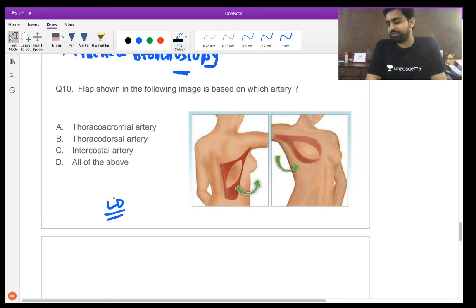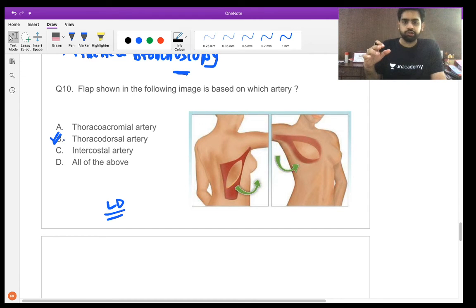All the best, man. Okay, so this is an LD flap. LD flap is basically the latissimus dorsi flap. This is used for breast reconstruction. So what is this based on? It is based on the thoracodorsal artery. The thoracodorsal artery, or thoracodorsal vessel, or thoracodorsal pedicle, is the feeder vessel for the latissimus dorsi flap, and that is used for the reconstruction of the breast.